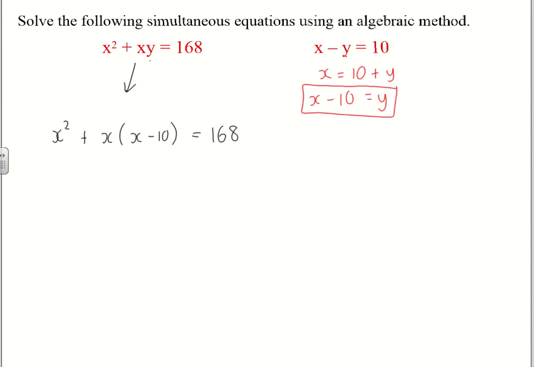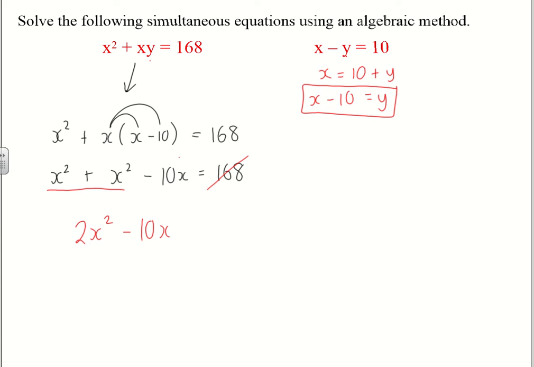What I need to do now is tidy that up into a quadratic that equals 0, and then I can start going about solving that. So we've got x squared, we've got another x squared from expanding there, we've got a minus 10x, and on the other side, the right hand side, we've got 168. To solve a quadratic, it needs to be equal to 0. So if I tidy this up a bit, I've got 2x squared minus 10x, and then I need to bring that 168 over to the other side. So minus 168 there, and that equals 0.